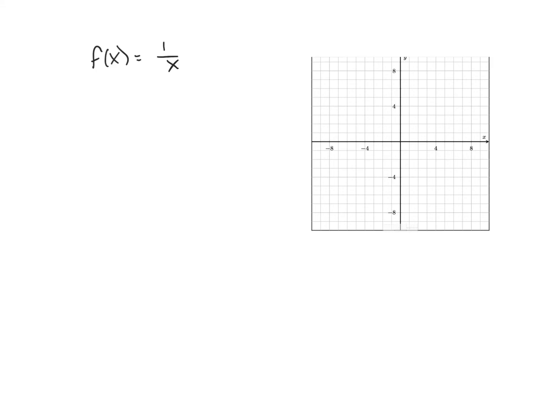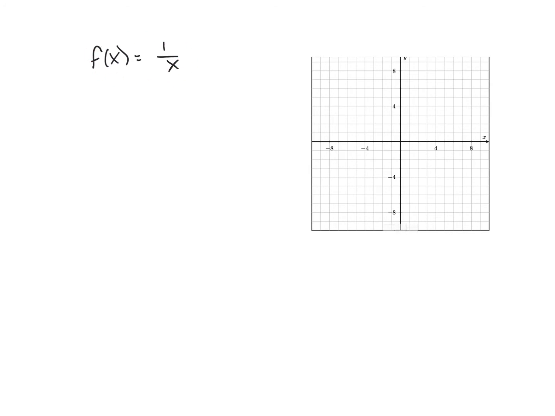Hello and welcome to the Graphing with Rational Transformations video. In our last video, we spent a lot of time looking at features of rational graphs, but now we're going to take some time and actually graph them. And in order to do that, I first want to take a look at the parent function of a rational function, which is 1 over x.